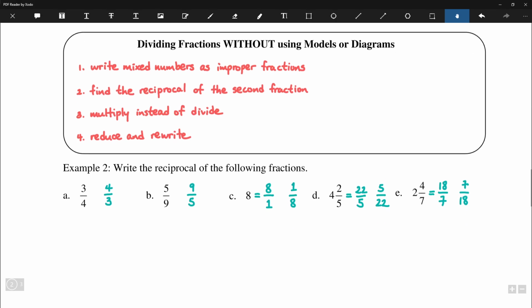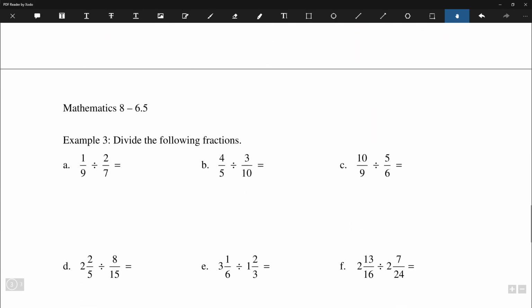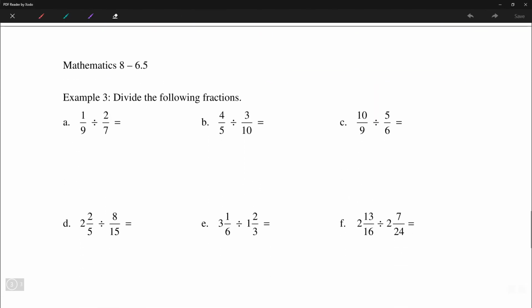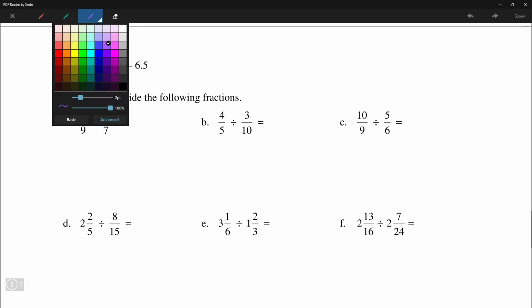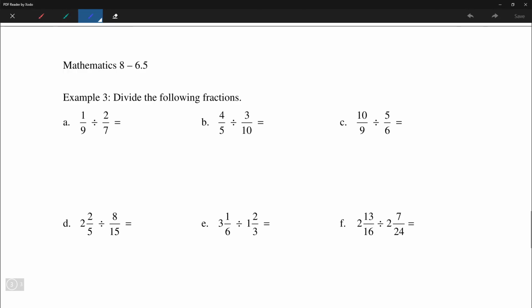So from there, now we can try our hand at dividing using the method that we just described. First example here, 1/9 divided by 2 over 7. Find the reciprocal of 2 over 7, which is, of course, 7/2. And then we multiply instead, and this will give us 1 times 7 is 7, 9 times 2 is 18. So 7 over 18.